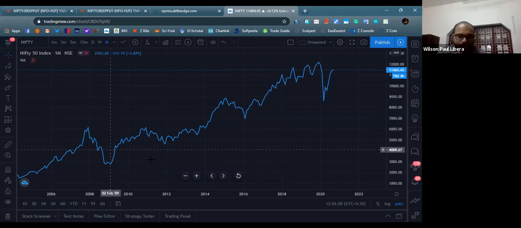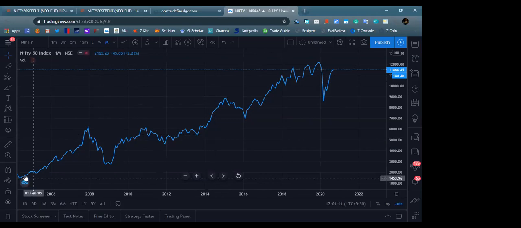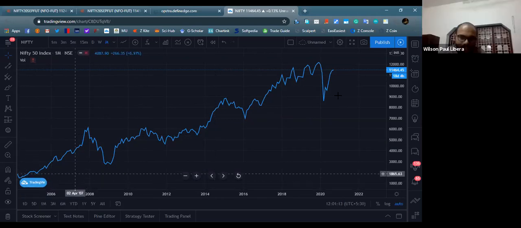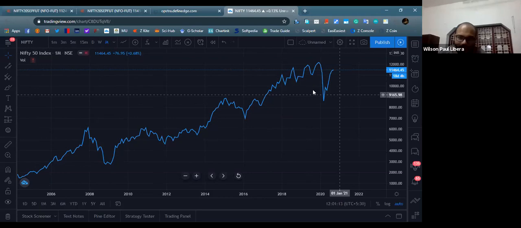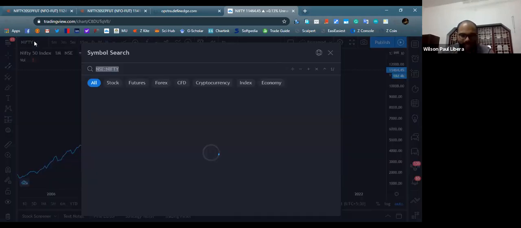Okay, now I want you to see how we can decode the trend of the market. The trend is obviously going up because we are seeing it from the left side bottom corner to the top right side corner. If, for example, I can show you something else, like you see Yes Bank.